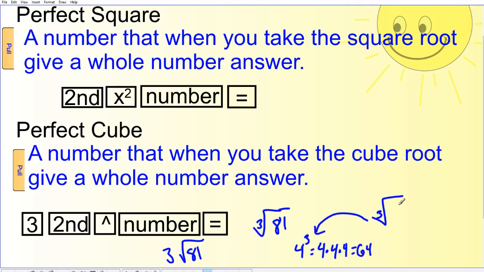4 cubed, cube root. So if you cube root 64, you're basically asking yourself, well, what number times itself 3 times gets to 64? And the answer is 4. Okay?